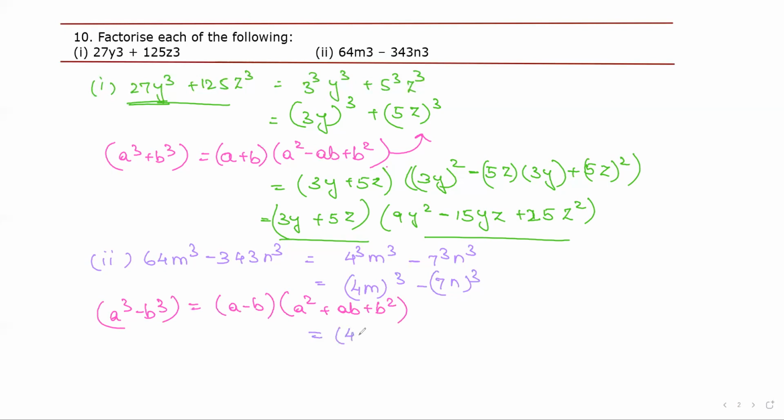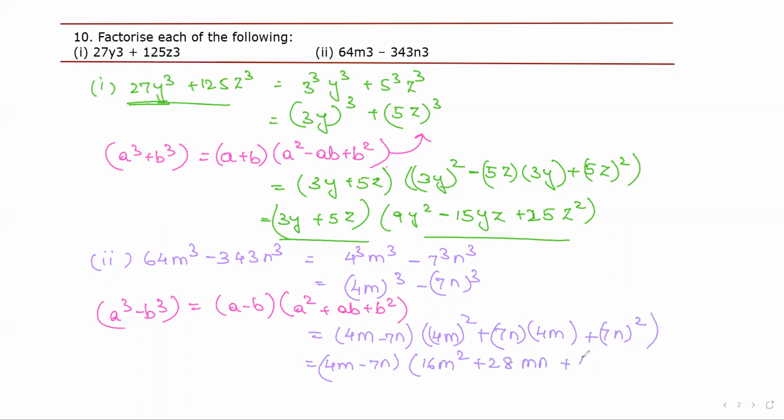This becomes (4m minus 7n) into (4m) whole square plus 7n into 4m plus (7n) whole square. This is equal to (4m minus 7n) into (16m square plus 28mn plus 49n square). So this is your first factor, and this is your second factor.